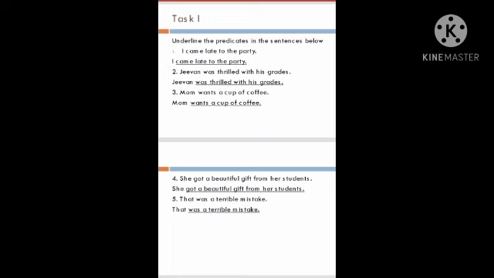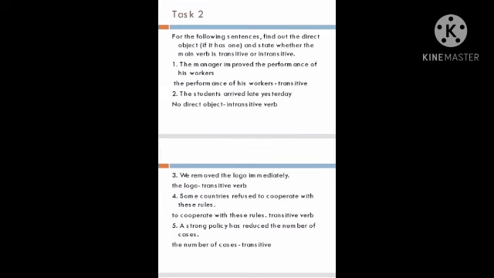Task 2. For the following sentences, find out the direct object if it has one and state whether the main verb is transitive or intransitive. Question number 1. The manager improved the performance of his workers. Here the direct object is the performance and the verb is transitive. Question number 2. The students arrived late yesterday. Here there is no direct object because arrived is an intransitive verb. Question number 3. We removed the logo immediately. The direct object is the logo and the verb removed is a transitive verb.